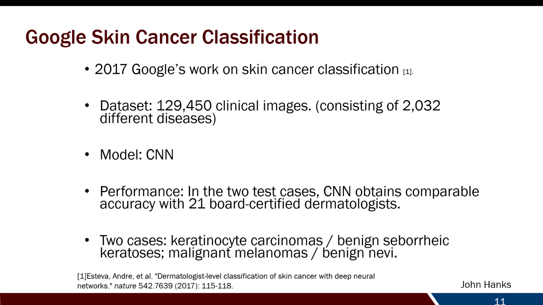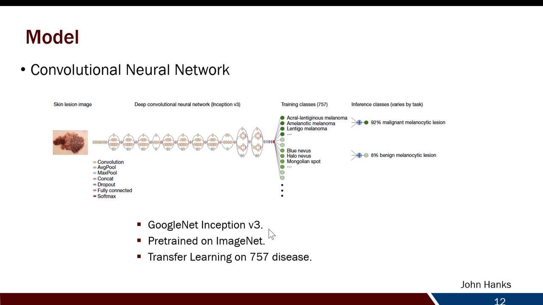So in 2017, just recently, Google's done some work on skin cancer classification. Look at this. They used nearly 130,000 clinical images and looked at 2,000 different diseases. They used something called a convolutional neural network. We'll use that in our class and talk in depth about that. They started out using 2 test cases and compared that versus 21 board-certified dermatologists. They were looking at a benign case versus a malignant melanoma case. So they limited and constrained the problem to look at just a couple of applications.